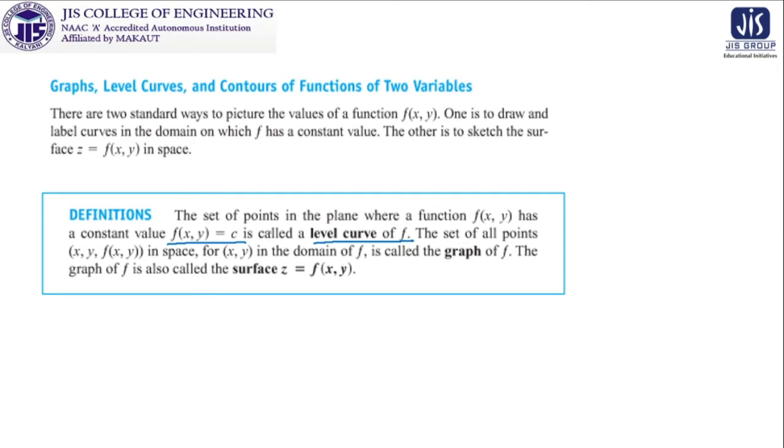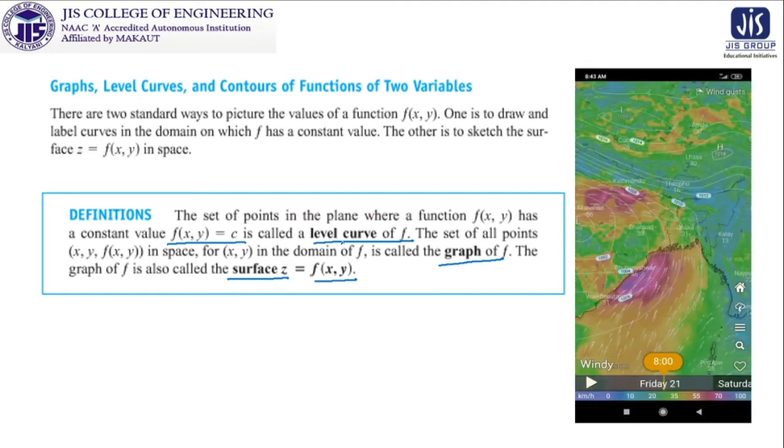And the set of all points, that means if you consider the points (x,y) for which you are drawing the level curve along with the functional value also, then it will create a surface in space and you will get the graph of f. So the graph of f is also called the surface z equals f(x,y), because in this consideration we are containing the point x, the point y, as well as the point f(x,y).